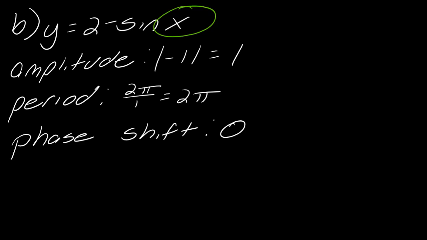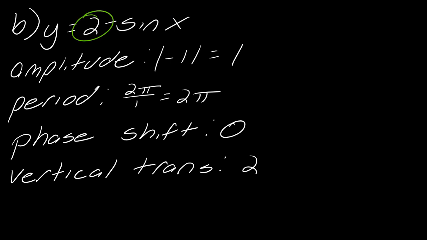So all I have here is sine of x. If you have just x by itself and there's no plus or minus number to that, then the phase shift will just be 0. So no phase shift in this case. And then the vertical translation, so notice in this case there's a number outside of the trig function, so the vertical translation is going to be 2.